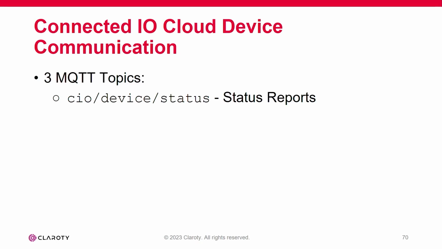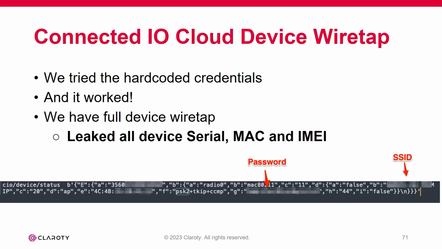The first being the status topic. This topic was used by devices to send basic status reports like keep alive, heartbeats, and actual status messages like, hey, this is me, this is my configuration, and this is whoever is connected to me. And when we tried subscribing to this topic, it actually worked.